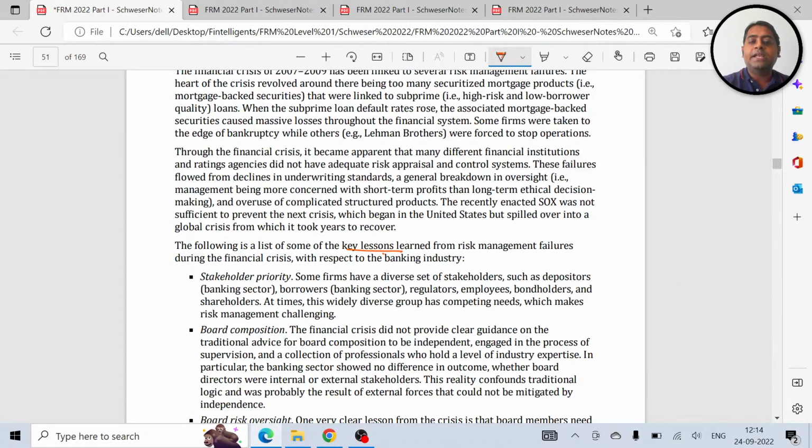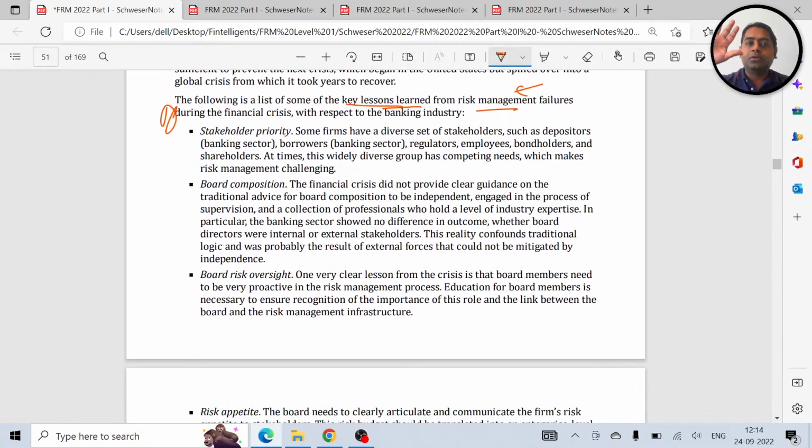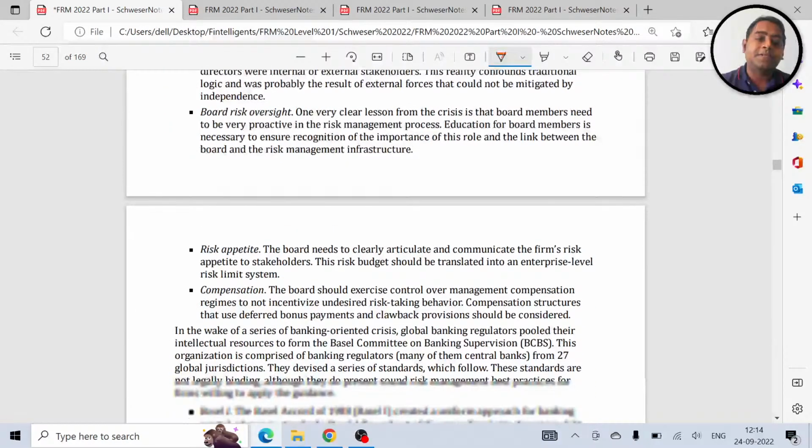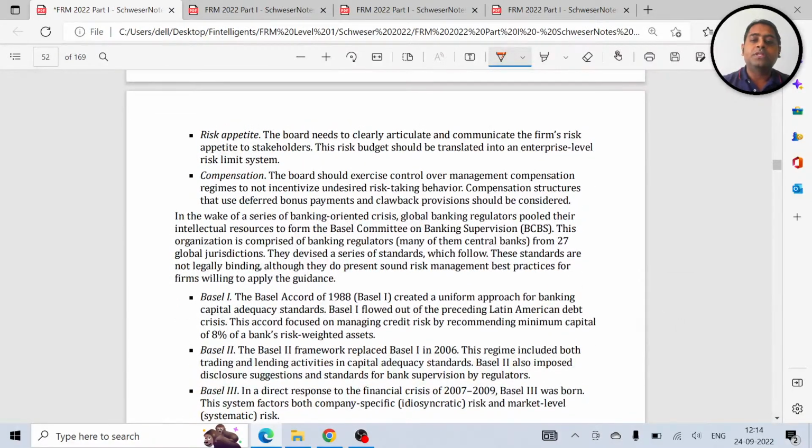When we move towards the regulation aspect of it, they have listed some key lessons which the banks have learned. So those key lessons, I feel you should focus on while reading this part. You should read the entire chapter, but I'm just highlighting which concepts are important. People who are joining late, I'm just reiterating that point. So these lessons definitely you should focus on.